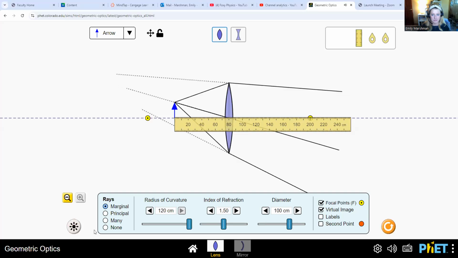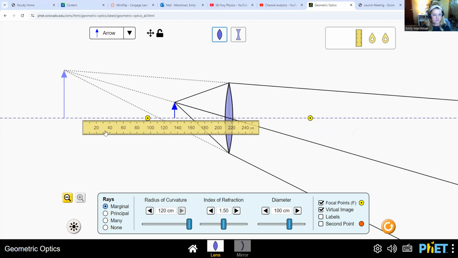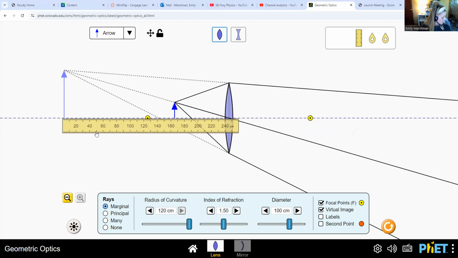Turn the light on. Okay, so this is where the image is located, 240 centimeters away from the lens. That's exactly what we predicted. The object is a little bit over 20 centimeters. The image is almost 70. So it's about 3 times as big, which is also what we predicted.